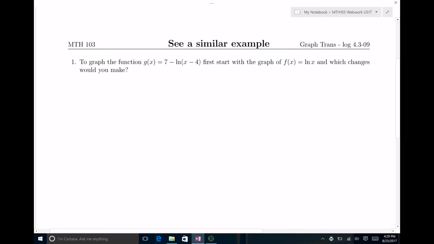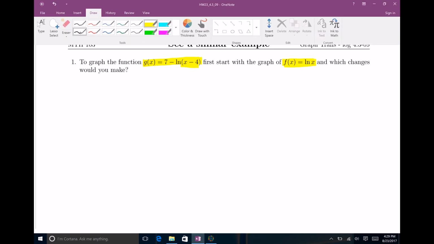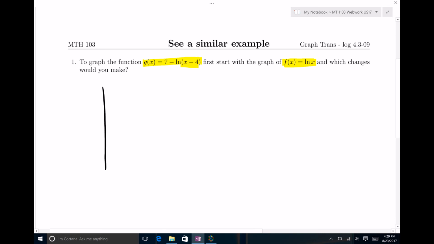Okay, so we want to graph this function g of x equals 7 minus natural log of x minus 4 using just the function natural log of x. Now you probably already have the graph, but I'm just going to draw this graph for my own sanity. So what does the graph of the natural log of x look like?